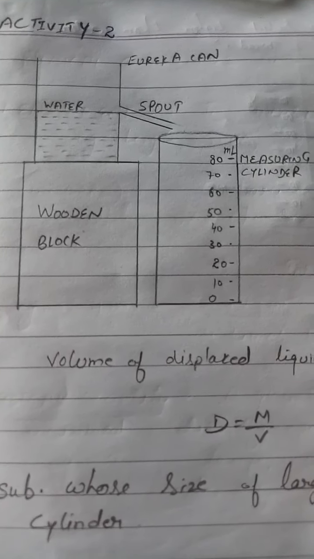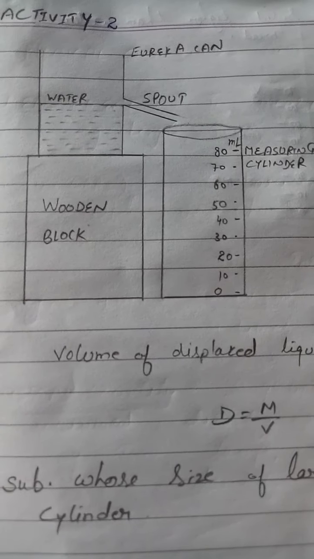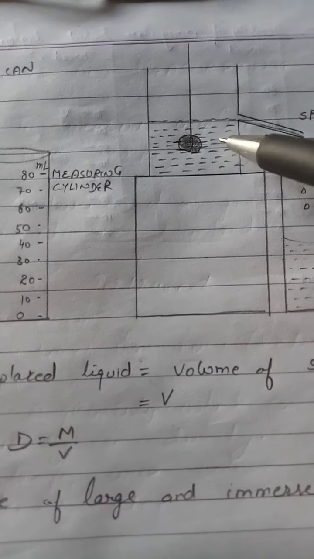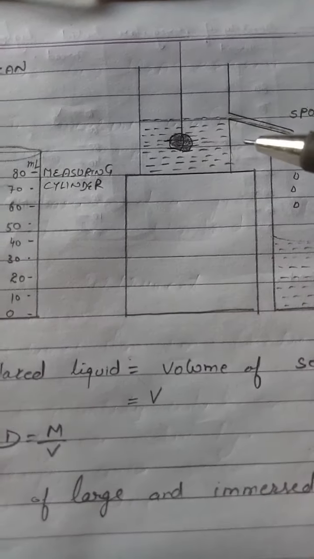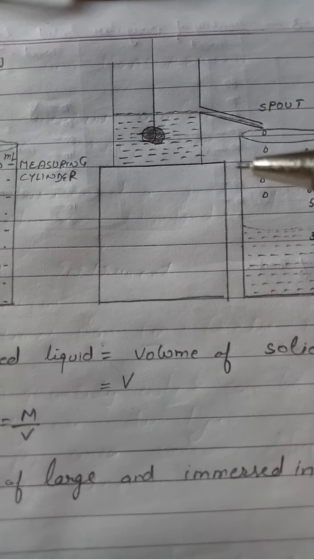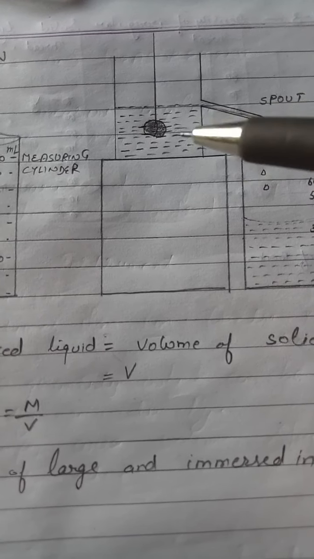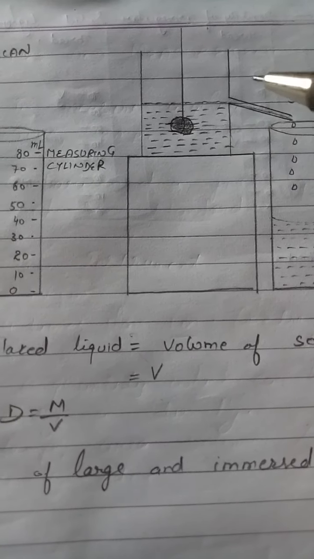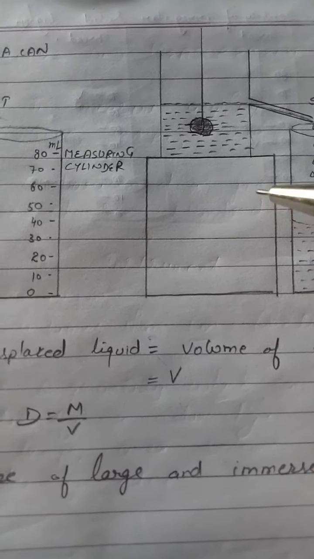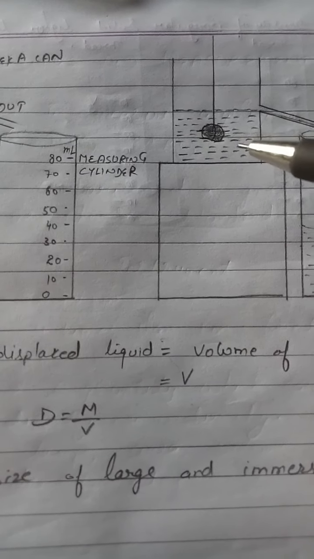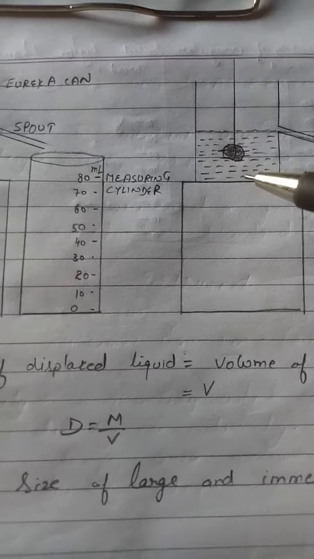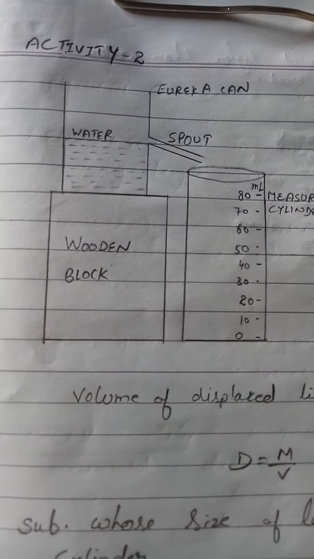What is the difference between this activity and the earlier one? Here we again have a stone, but it has a large size, so it cannot be immersed in a simple measuring cylinder. So we are going to use this activity for larger solid objects which have an irregular shape and are heavier than the water. This is a very simple activity.